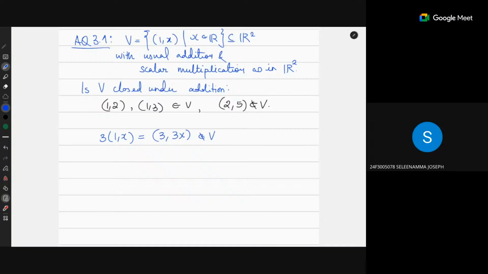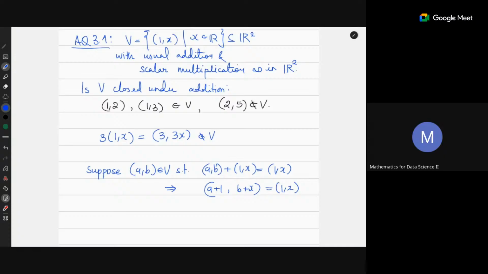So let's solve that. Suppose (a, b) is that vector in B such that (a, b) + (1, x) equals (1, x). So 1 plus a plus 1 and b plus x should be equal to 1 plus x. Now for this, 1 plus 1 equals 1, b plus x equals x. This implies that a should be 0 and b should be 0.